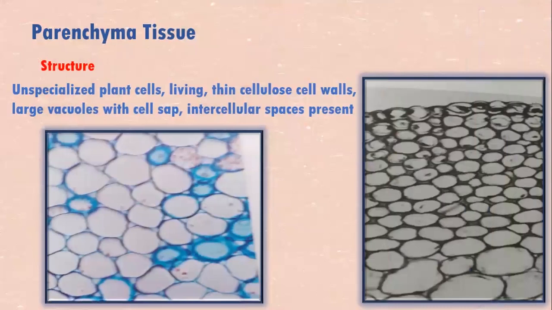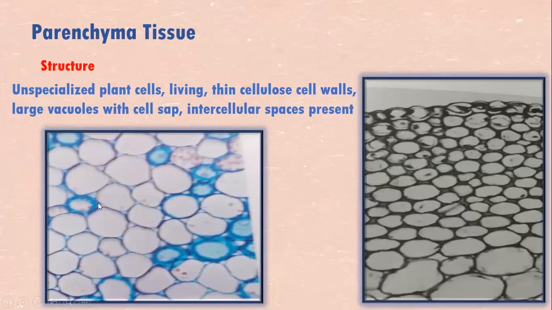Now, we want to look at parenchyma tissue. We've been talking about parenchyma tissues quite a lot. The cells are not specialized. They are living. They have cellulose cell walls, and cellulose means they also have hemicellulose and pectin. They have large vacuoles with cell sap, and commonly, intercellular spaces are present.